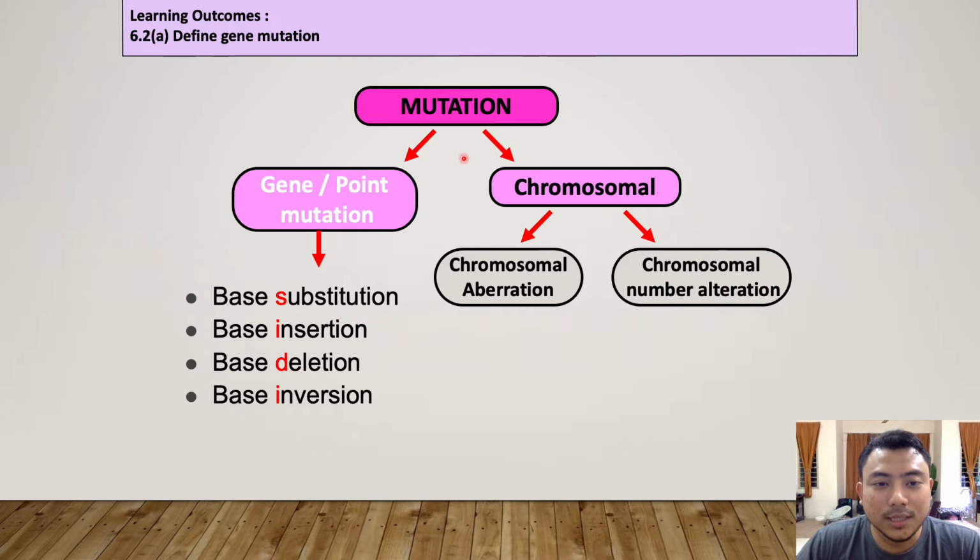So mutation, there are gene mutation or point mutation. There are 4 that we need to study. The first one is base substitution, base insertion, base deletion, and base inversion. Okay, we will look into details on each of these mutations after this. So for chromosomal mutation, we will study this in 6.3.